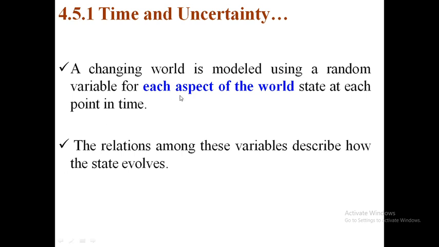What they said is that the changing world is modeled using a random variable for each aspect of the world state at each point in time. Then there are the relations among these variables, such as the relatives relevant to the murdered person who is dead. By using those variables we can predict what happened earlier and what may happen in the future.